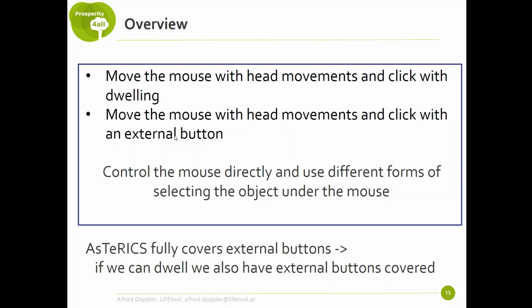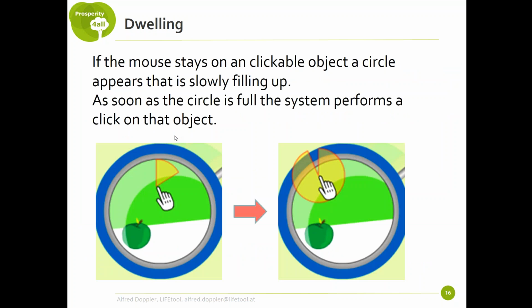For this now, I briefly explain dwelling, because I'm not sure if everybody knows what dwelling means. It means that if the mouse stays for a while on a clickable object, a circle, part of a circle, starts to appear, and it is slowly filling up. And when this circle is full, then there will be a click on that object. So in this way you can decide how fast this circle is filling up. For people who are faster, it can fill up faster. For others, it will fill up slower.